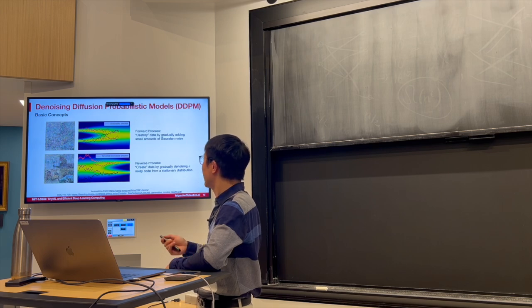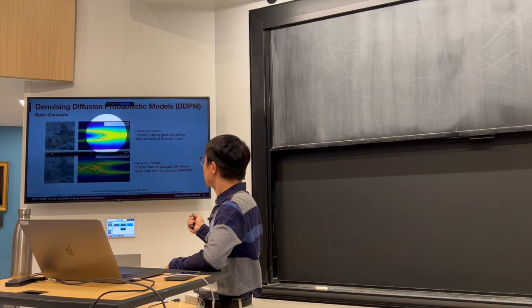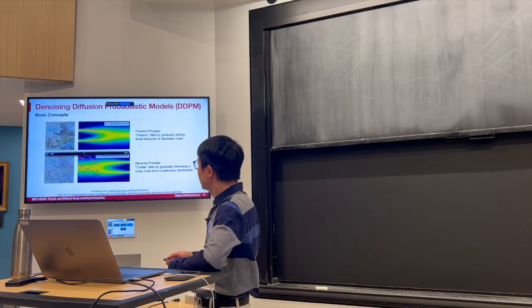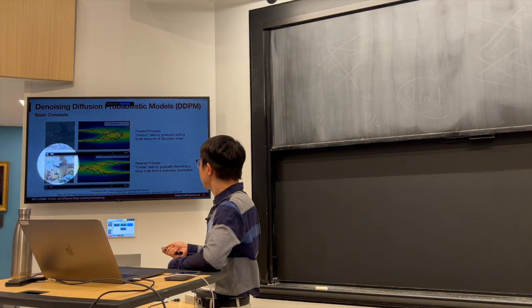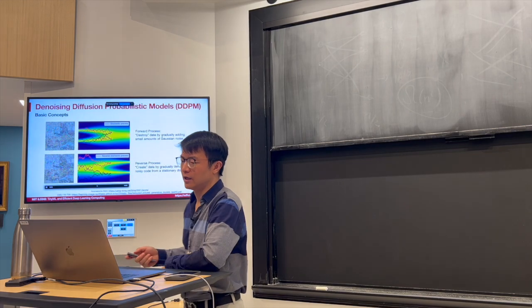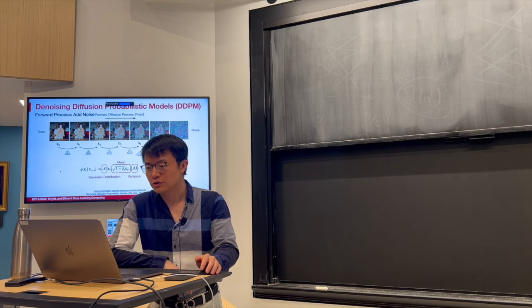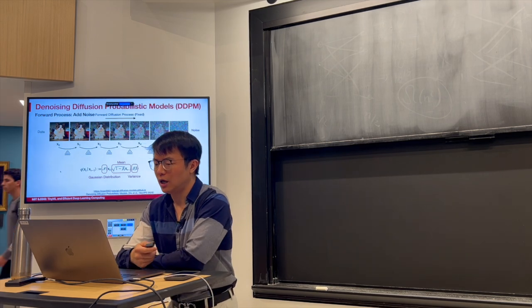See, in the forward pass, we are trying to destroy the data by gradually adding a small amount of Gaussian noise. So originally, the image is two different distributions. Now they become the noise. And during the reverse process, we are trying to create data by gradually denoising the noise from a stationary distribution and finally converge to reveal the original image. So this is a multi-step process.